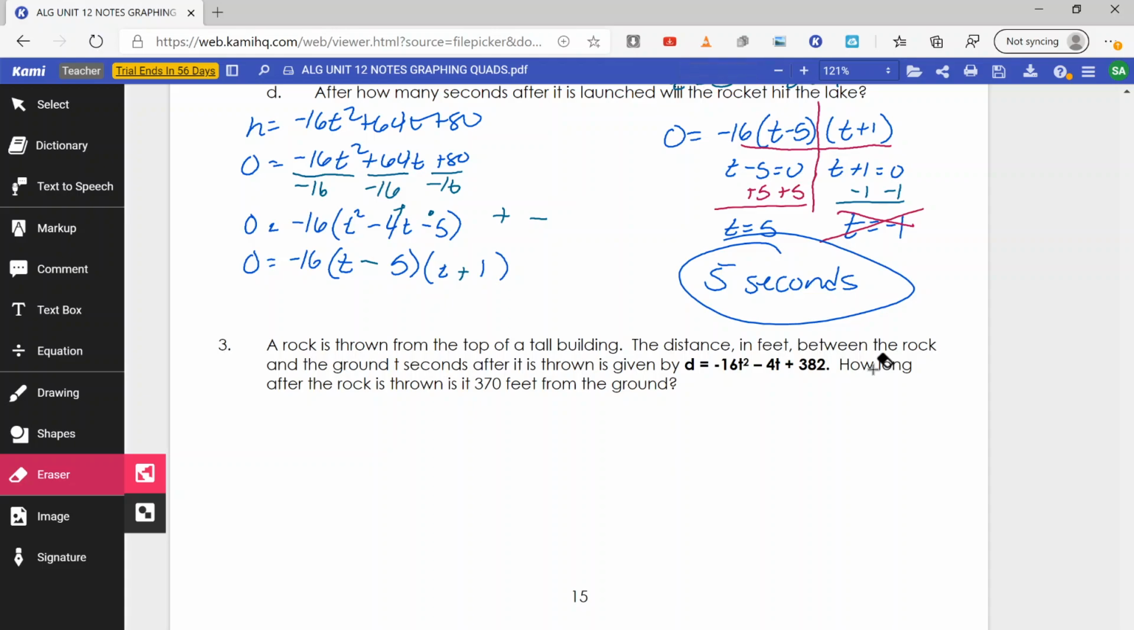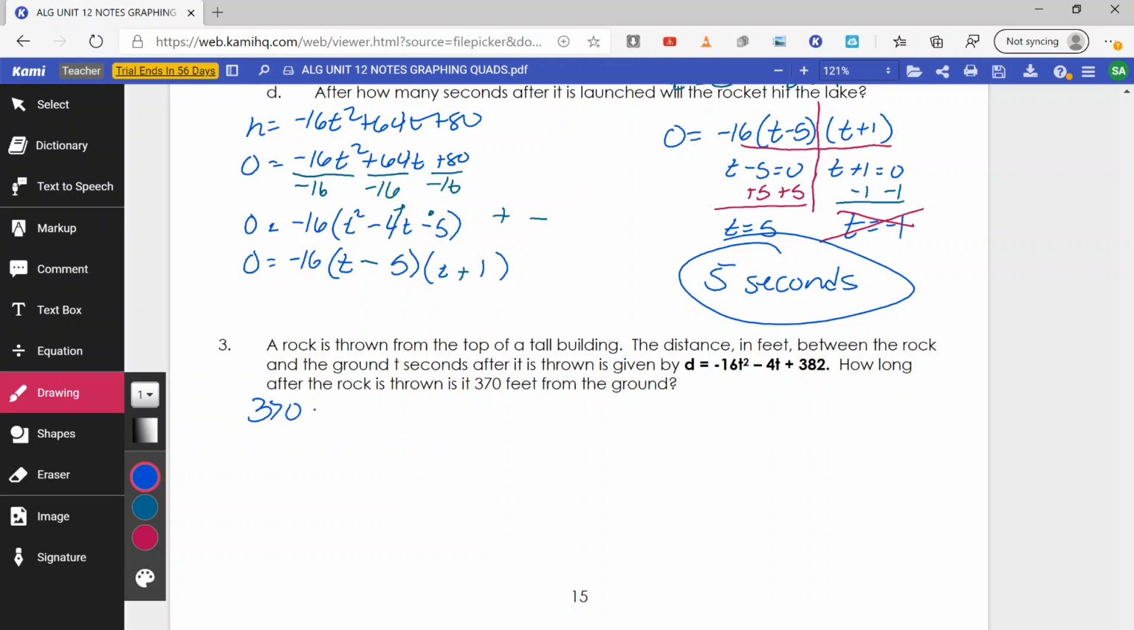So here we have the height d, which we can plug into our equation. So instead of d equals, we have 370 equals -16t squared minus 4t plus 382. I want to get this equal to 0, so we're going to subtract 370. So we get 0 equals -16t squared minus 4t plus 12.